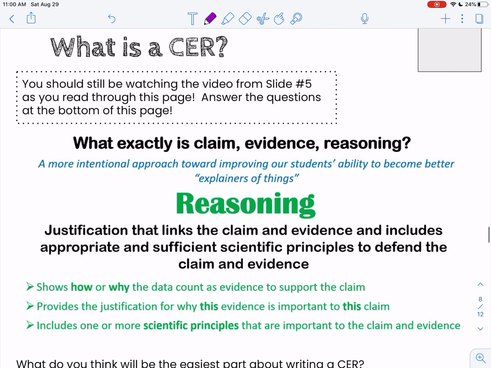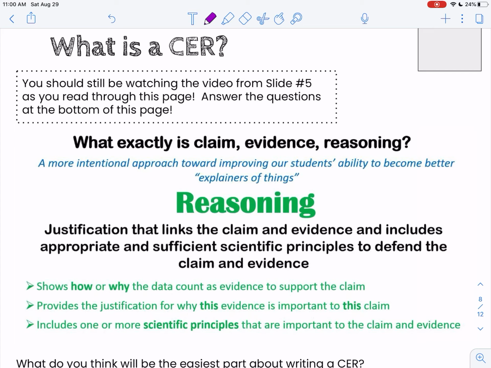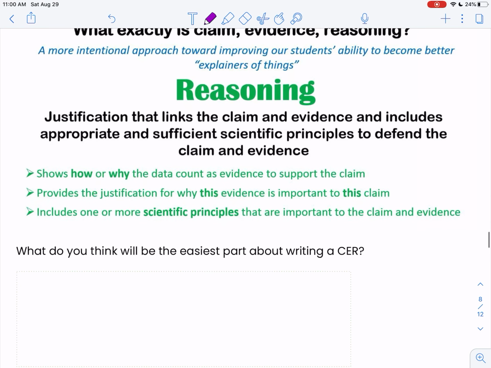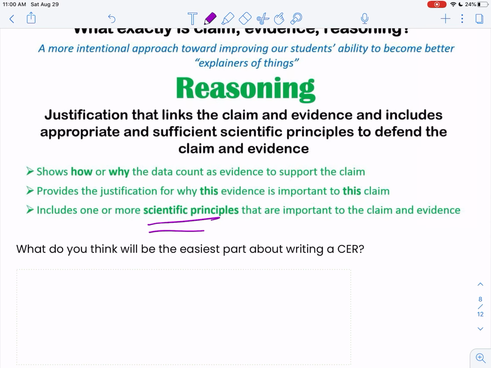Okay, right, and then the reasoning, right? This is where you sort of tie it all together. This is why the evidence supports the claim, right? What is the justification? What are the scientific principles, if there are any in this case, right? That you explain based on your evidence, okay? And this is your chance to talk more and to be more explanatory in what you're saying, all right?